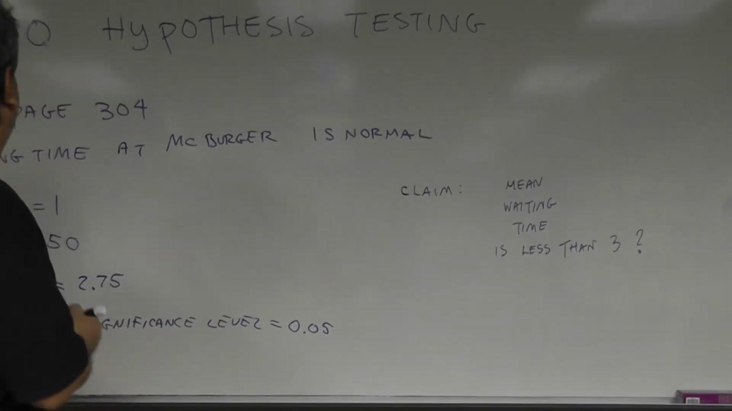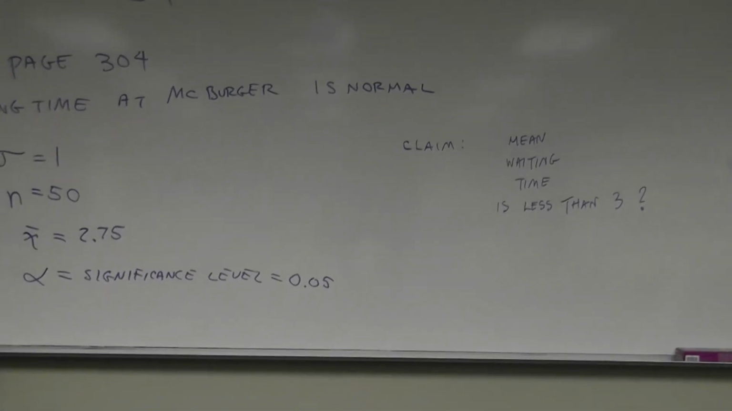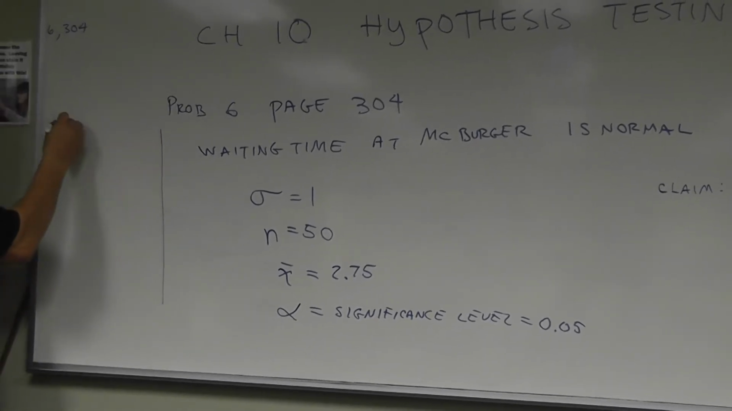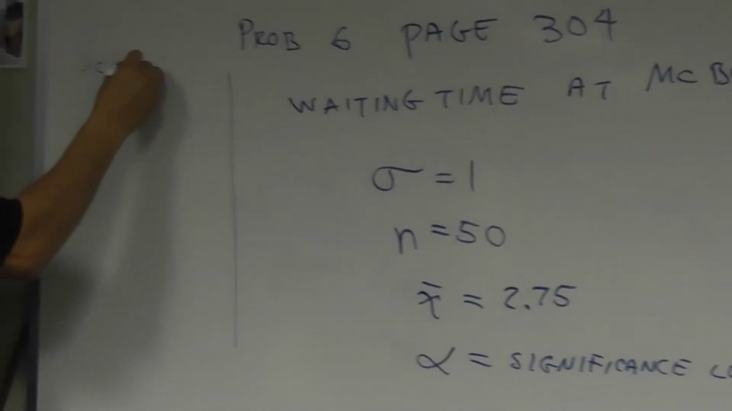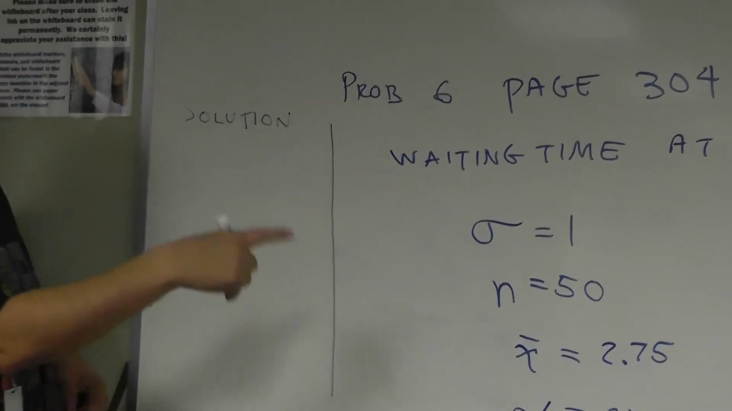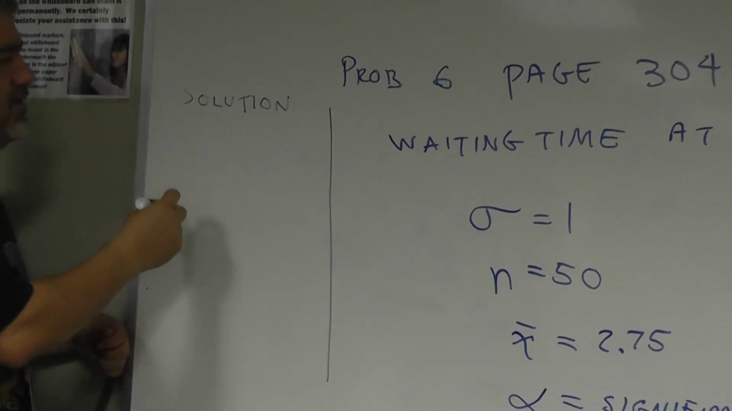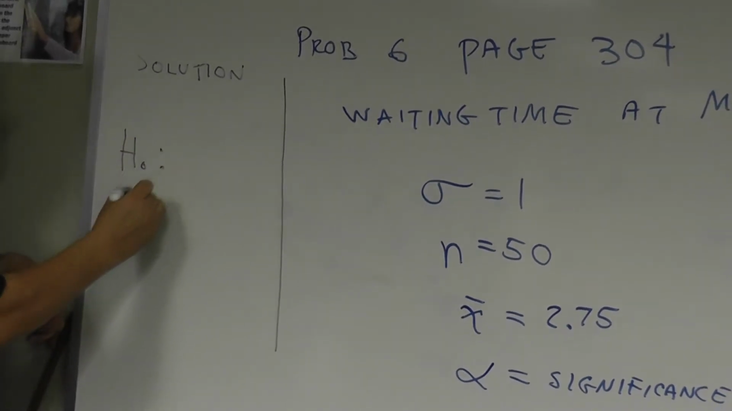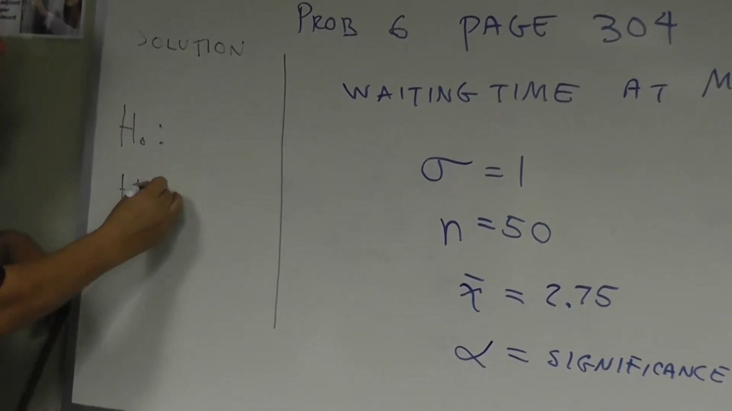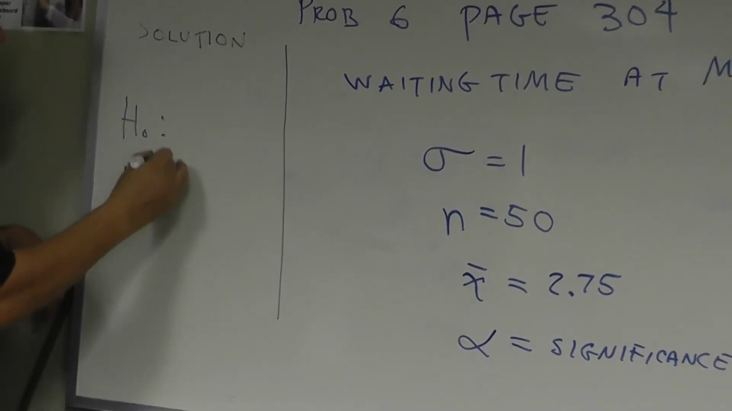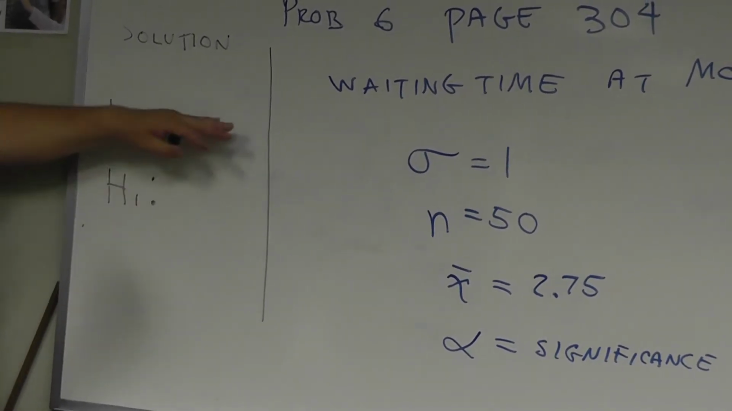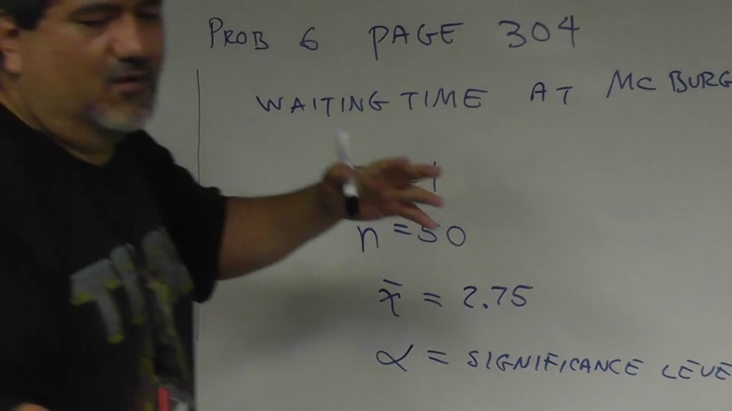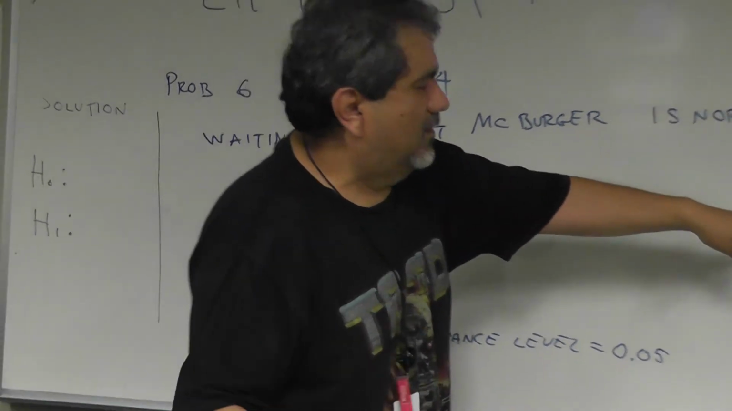And let me start here. The solution. I'm going to have to erase that in a minute. But the first thing is, you have to do the null hypothesis and the alternative hypothesis. Now, the null hypothesis is always about equality, right? So you have to say that the mean is equal, regardless of what the claim is.